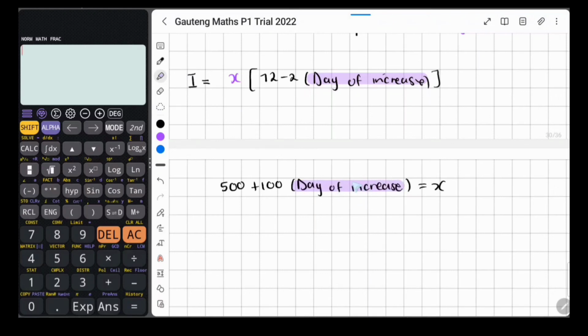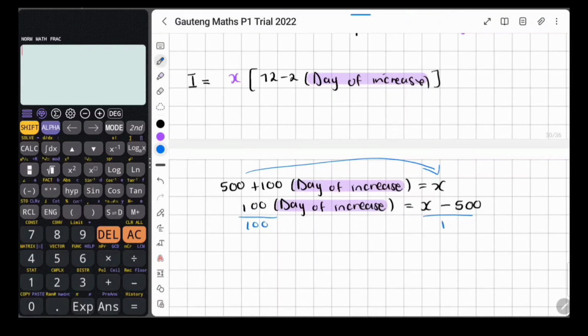So to make this the subject, notice the 100 is being multiplied by this. So we need to get rid of the 500 first. So we can take the 500 over, and what we're going to have here is 100 multiplied by the day of increase. And that will be equal to, we still have the X here, then minus 500. Then to make this the subject, that day of increase, we can divide both sides by 100. So divide by 100 and divide by 100.